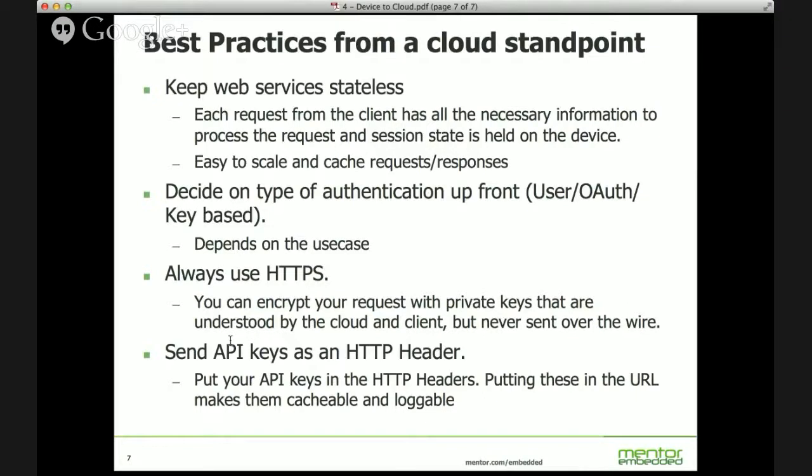Also, you want to decide what kind of authentication you want to use up front, whether it's user-based or key-based, and a lot of it depends on your specific use case. Always use HTTPS, because if you don't, then pretty much anybody over the internet can read the data that you're sending over. And in terms of API keys, the recommendation is to send it in an HTTP header, because if you put it in the URL, web servers can cache it, it becomes loggable, and it's less secure than if you put it in an HTTP header.